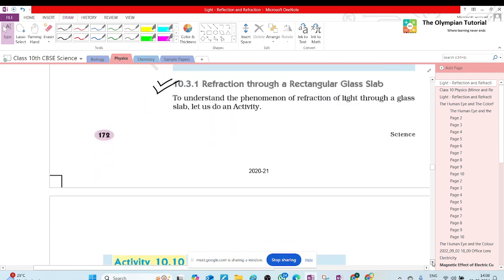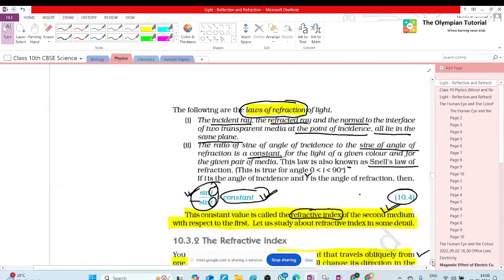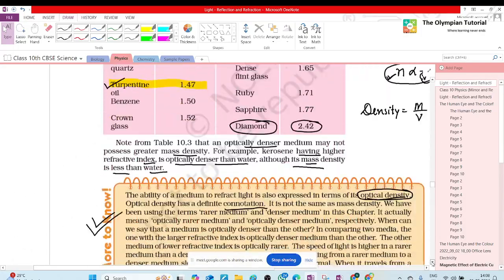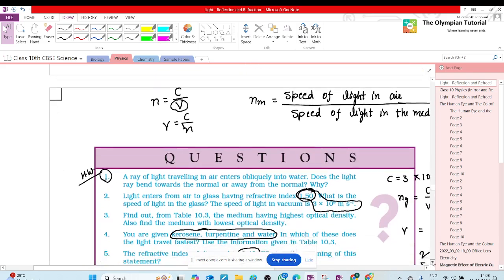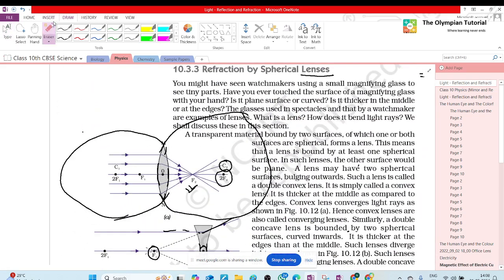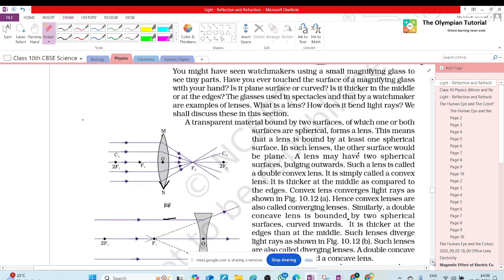So, what are spherical lenses? When they are formed by the surfaces of a sphere, spherical lenses are of two types. In our syllabus, we study concave and convex. So, this one is a convex lens, and below it is the concave.